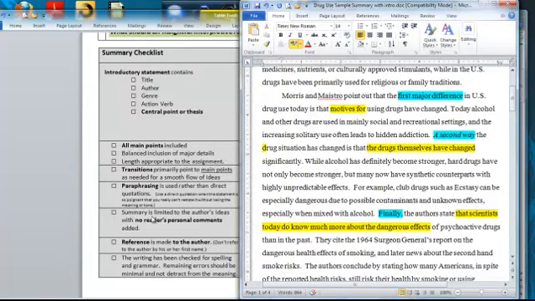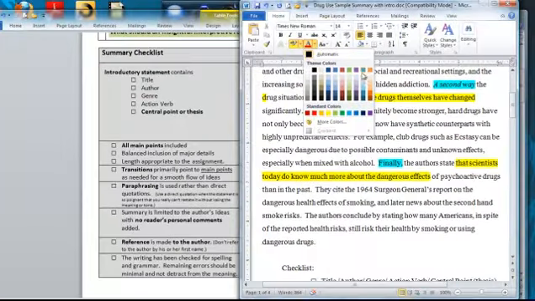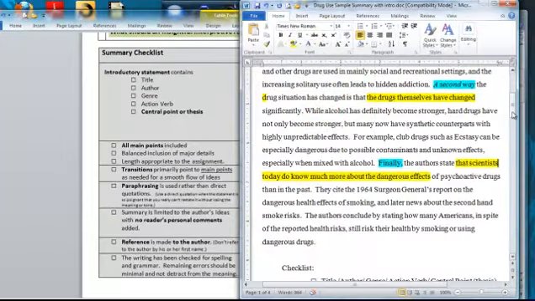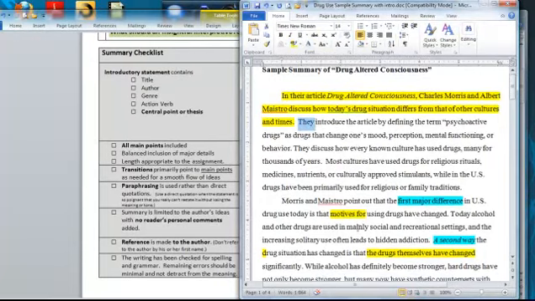Okay. A summary does not include your own ideas. You shouldn't have personal comments. And because it's not your ideas, you need to reference the author. So the author here, I already said that it's Morris and Albert. Here's my "they." That's the authors right there.